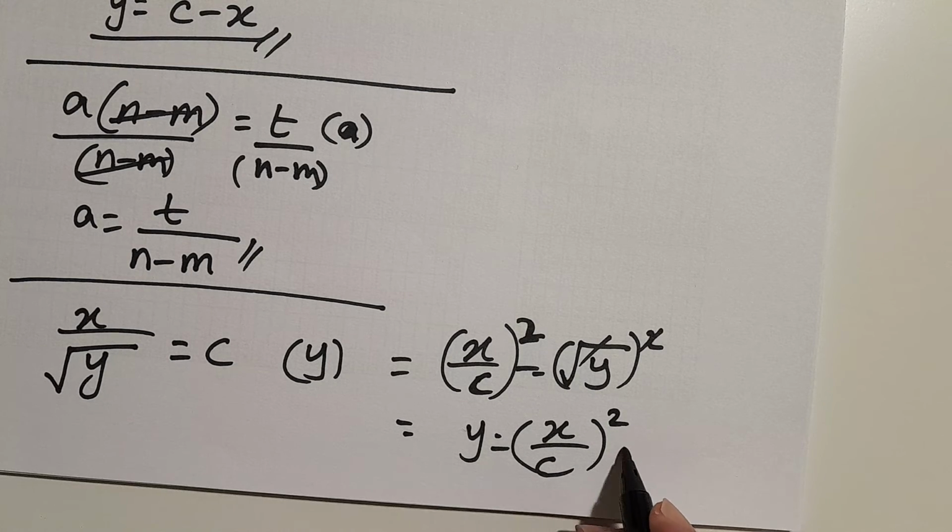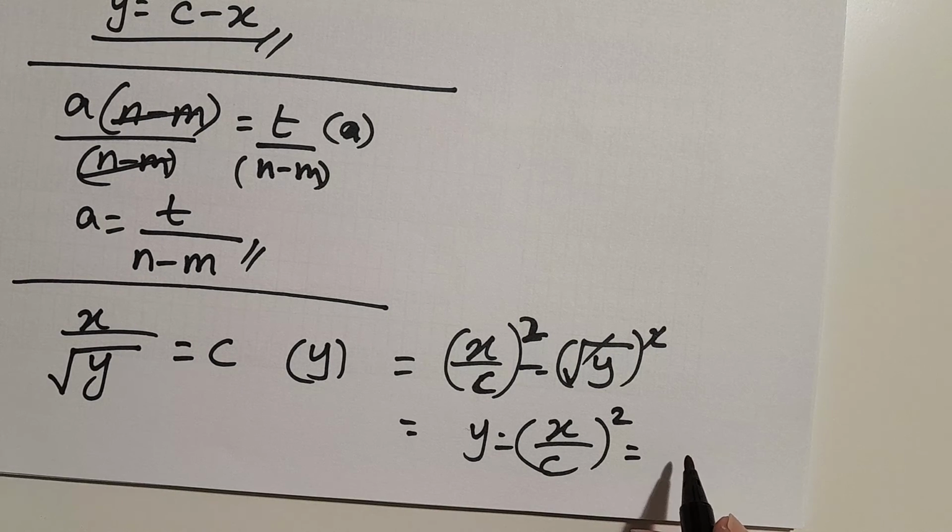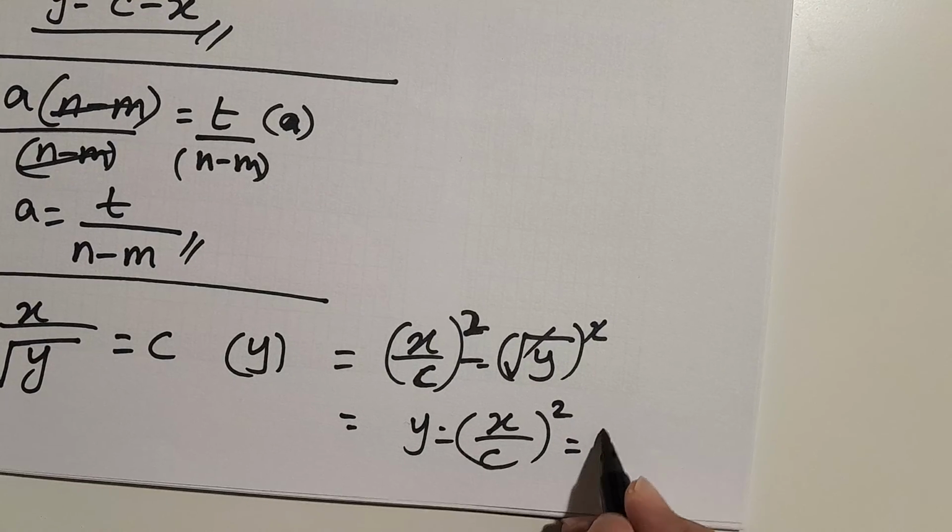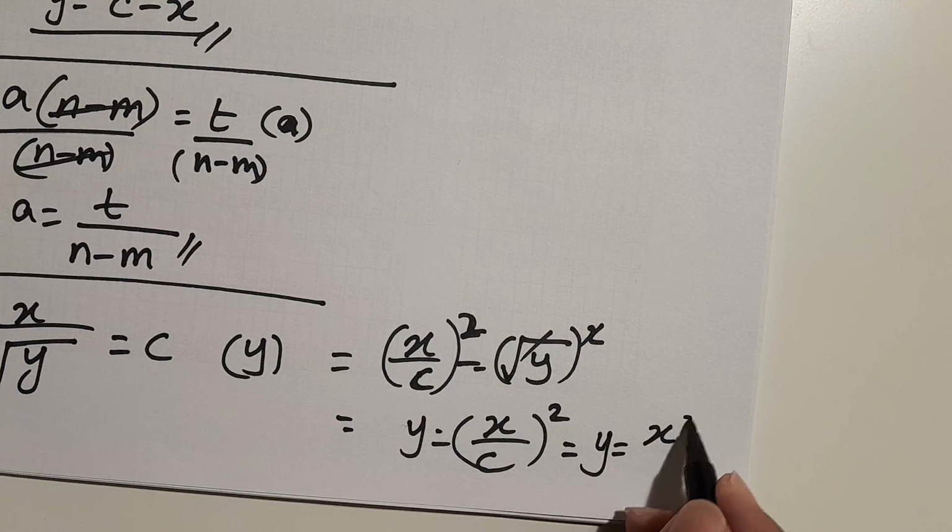If you want to make this simple or expanded, we can write y is equal to x squared divided by c squared.